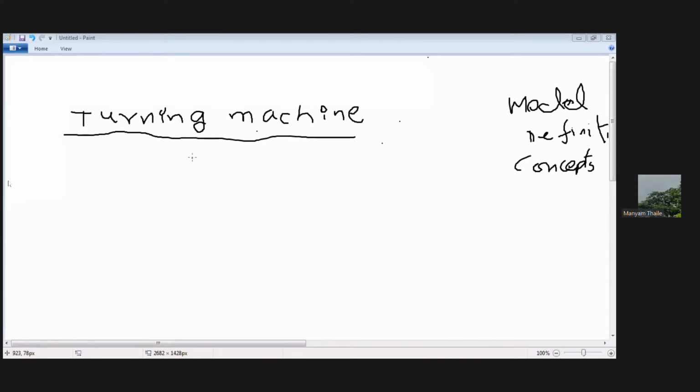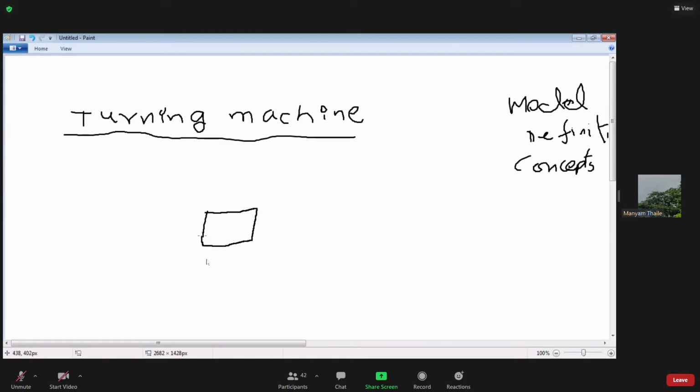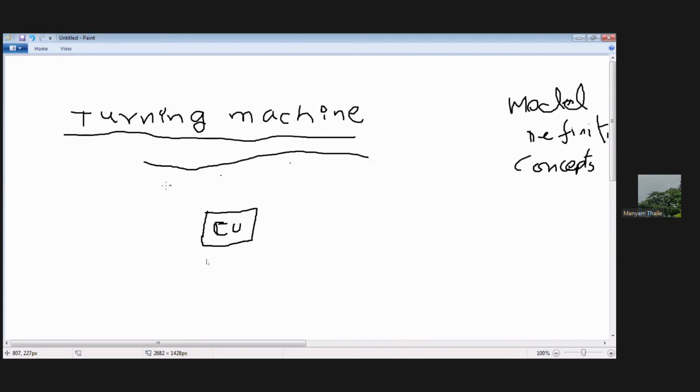So the Turing machine has three components. Now we are going to study the model of the Turing machine. As you know, in PDA and finite state machine, there is a control unit, so it has a finite number of states. Now the Turing machine has the input tape.